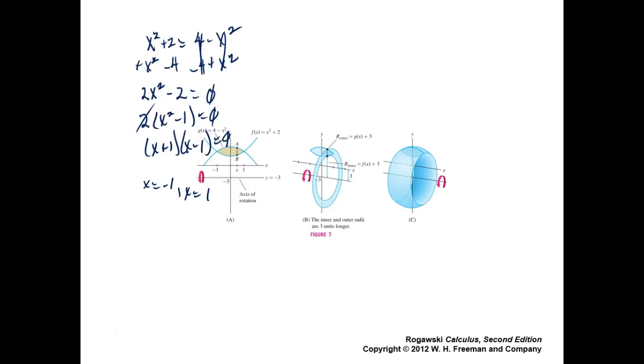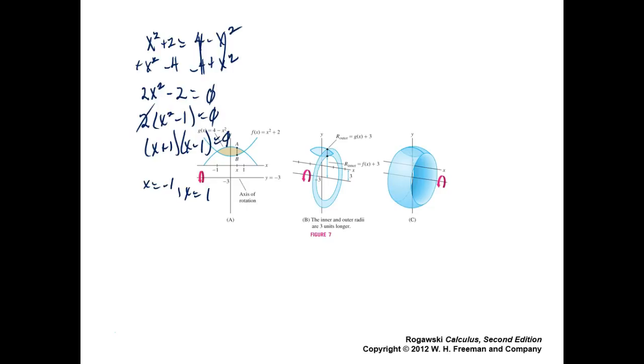Now that you know that, pick some number in the region between x equals minus 1 and x equals plus 1, like 0, and see who's on top. And sure enough, g of x is on top. So what are we going to be doing then? We're rotating, not around the x-axis. I thought we were.